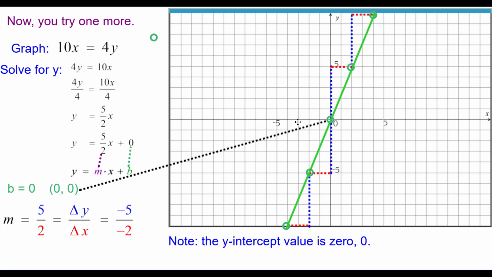So the y-intercept is at the origin. Slope's +5/2. It's going to slant uphill from left to right. Change in y of 5, change in x 2, 5/2. But I can also write it as -5 divided by -2, down 5, left 2. Down 5, left 2. And those are my 5 points that are collinear. Press pause as needed.